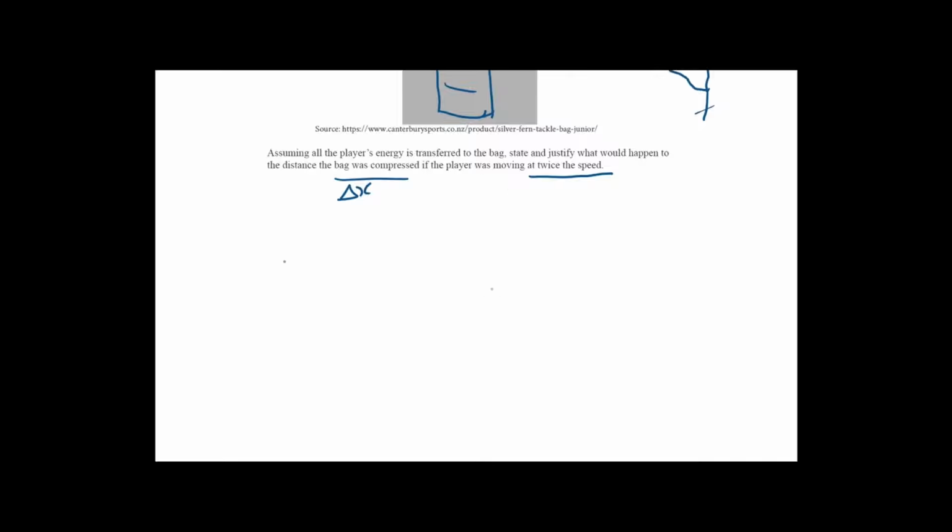Okay, so for that, we need to work out what energies we're talking about. When the player is moving, the energy that's going to be transferred is the kinetic energy, because that's modeled by half mv squared. Very, very important equation to know. And it's going to be converted, all of that apparently, into elastic potential energy, which is half kx squared, where k is a spring constant and m is the mass. So all of that is going to move from kinetic energy to elastic potential energy, and we're told that all the energy is transferred.